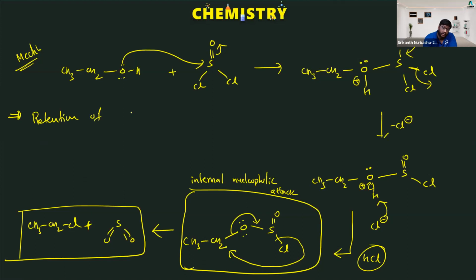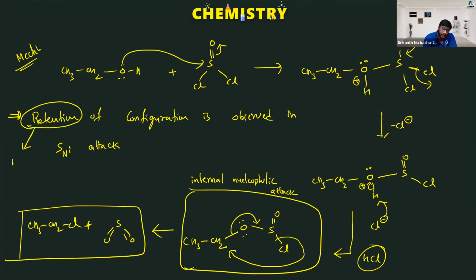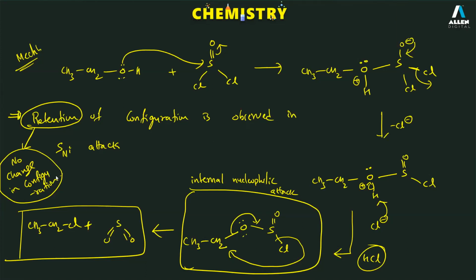Retention of configuration is observed in the SNi attack. Retention means no change in configuration. Got it, everyone? So simple: in SN2, inversion occurs; in SN1, partial racemization; in SNi, retention will happen. So this is how you can understand this reaction.